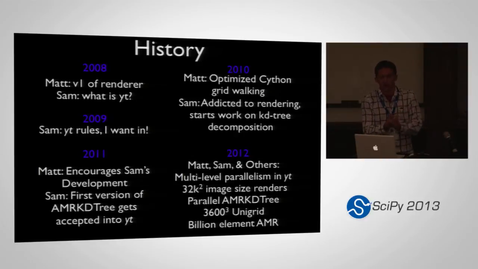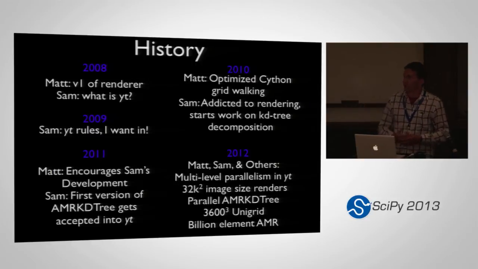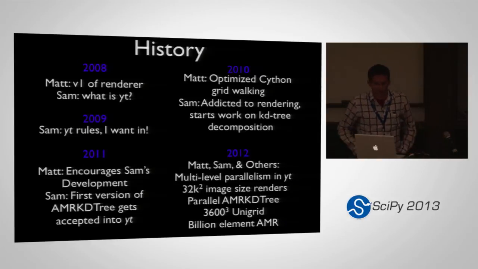By the next year, Matt kind of took his reins off the renderer a bit, allowed me to take lead on it, and then the first version of this KD tree was pulled into the code base, and it was pretty good. It was capable of handling very large data sets and traversing them in the right order. By 2012, we had implemented much more interesting things like multi-level parallelism that exploits parallelism in the image plane, the data decomposition, and the threading of the ray integration for each individual brick. So there's three levels of parallelism, and there's really more if we wanted to think about it.